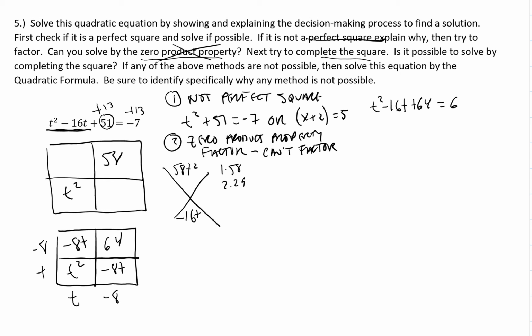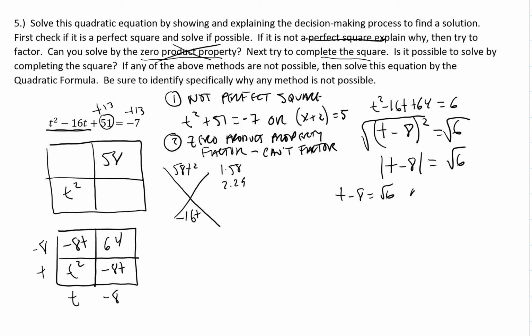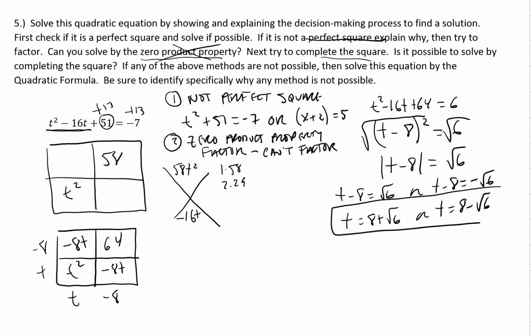And so this right here is a perfect square. That's what we made happen. And so by getting a perfect square, this becomes t minus 8 squared equals 6. So then I can take the square root of both sides. The absolute value of t minus 8 equals root 6. And then we get t minus 8 equals root 6, or t minus 8 equals negative root 6. So then t equals 8 plus root 6, or t equals 8 minus root 6. And that's your answer.